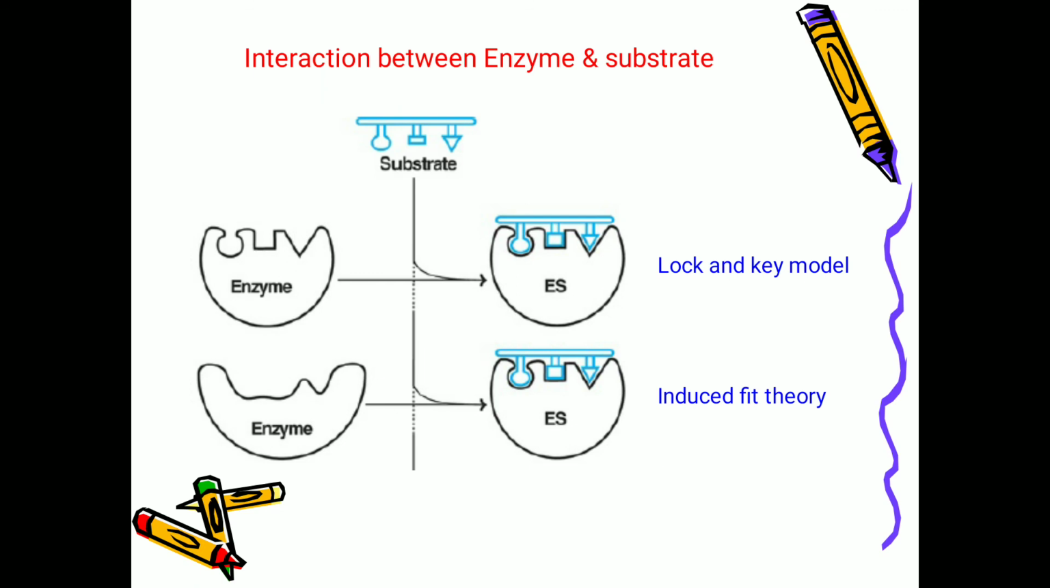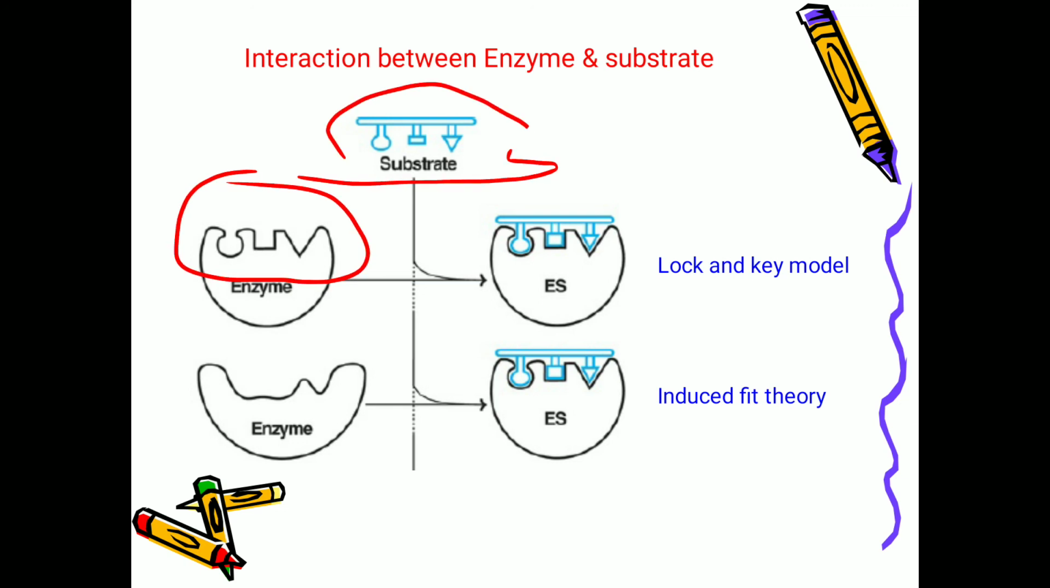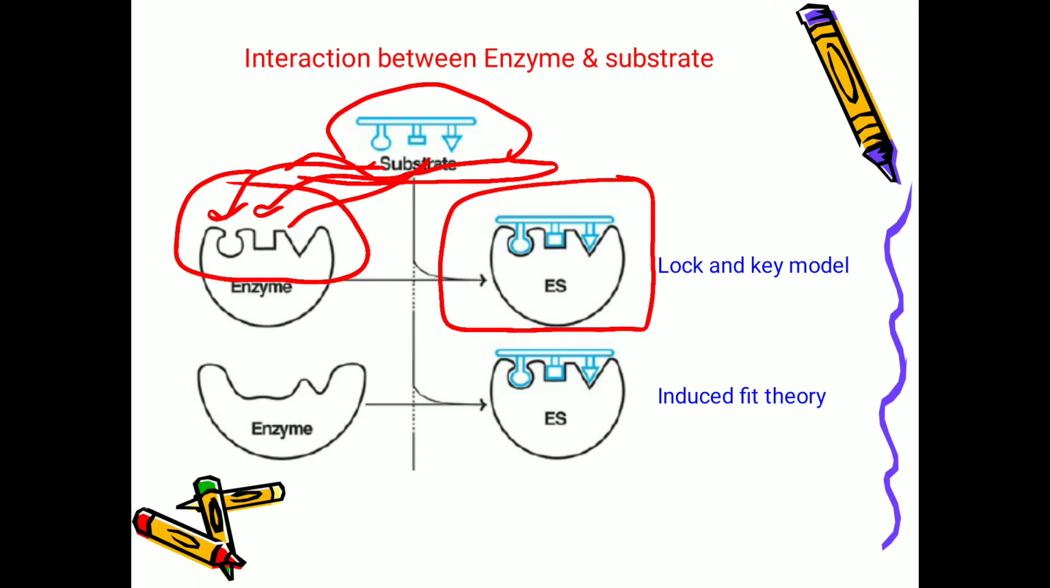Here you can see in the diagram, this is the substrate. In the lock and key model, the active site is pre-shaped. It is rigid, and according to the substrate molecule, only the specific substrate can bind with the enzyme molecule. You can see here this is the enzyme substrate complex. The active site is pre-shaped and rigid. The substrate is coming and binding in these grooves or pockets, like a key fitting. So that's why it is called lock and key model.